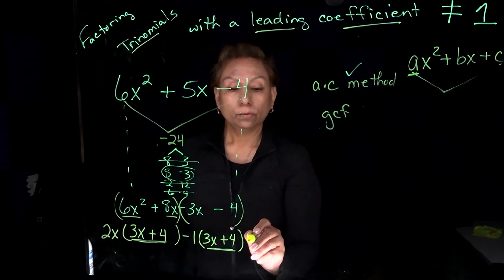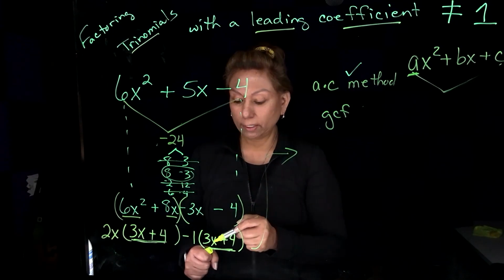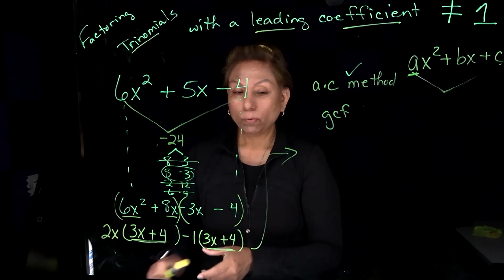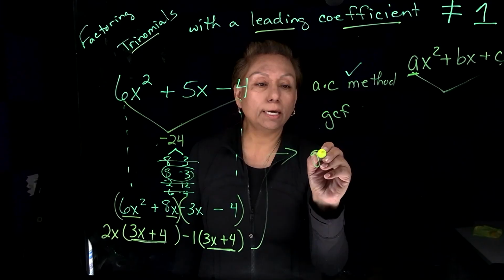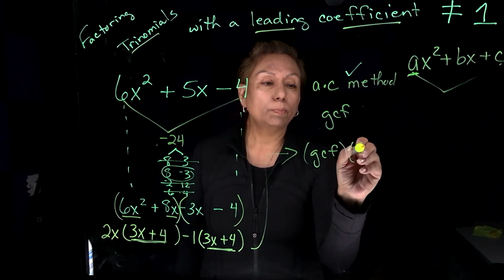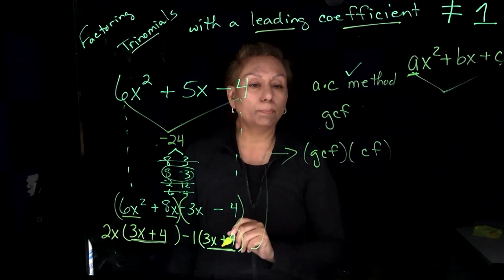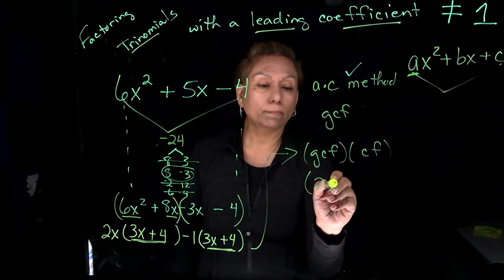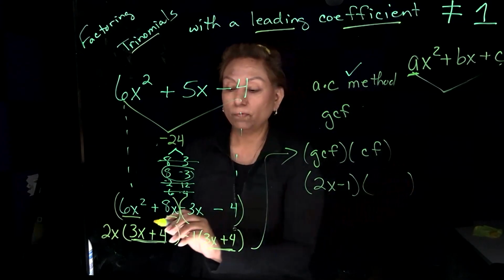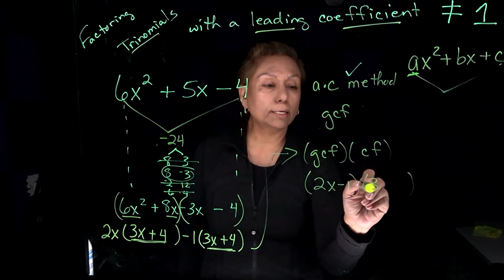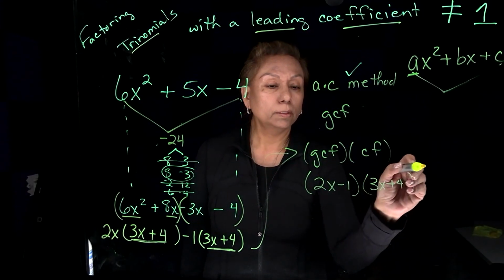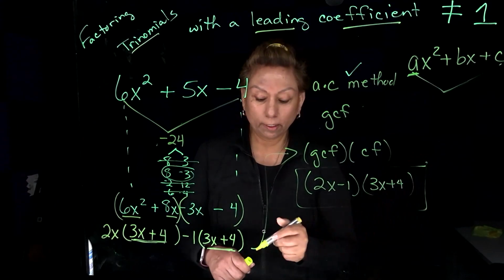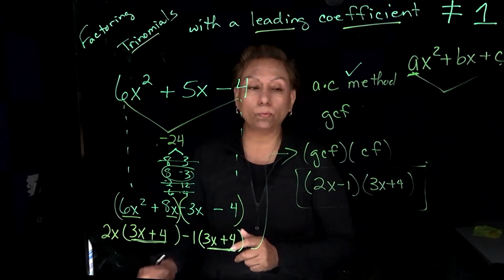Yay! So now we just got to put them together. If you remember what we said earlier, we put the GCFs in one factor, and we put the common factor in the second parenthesis. 2x minus 1, that's our GCFs. Times the common factor, the same in both, was the 3x plus 4. We have factored completely when the leading coefficient is not a 1.